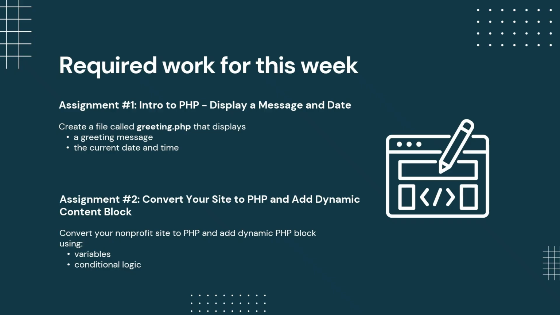Okay, so for this module, you have two assignments. Assignment 1 is you're going to create a file called greeting.php that displays a greeting message and the current date and time, very similar to what we've already done here. The next one, assignment 2, you're going to convert your nonprofit site to PHP and then add a dynamic PHP block using variables and conditional logic. Then what you're going to submit is your working SiteGround URL and your GitHub repository link.